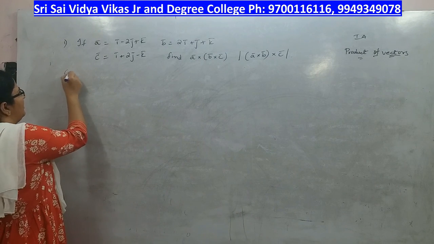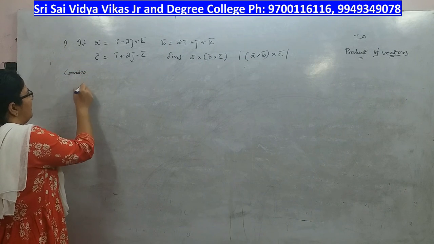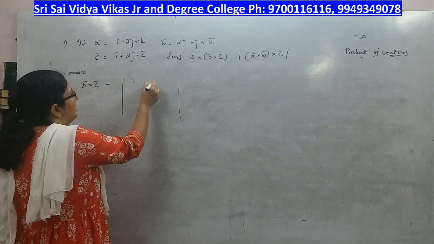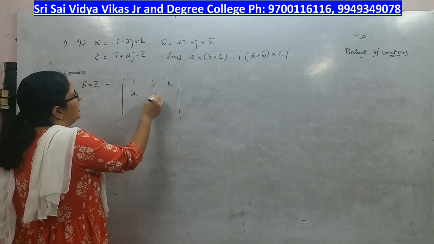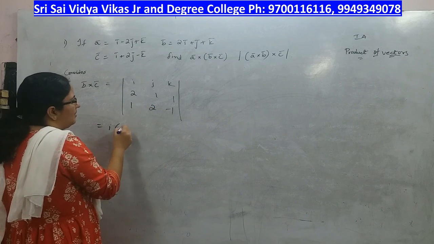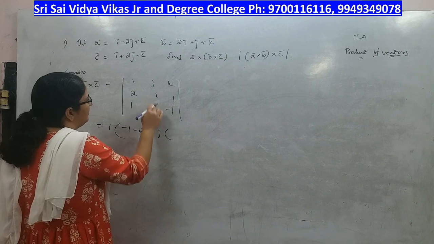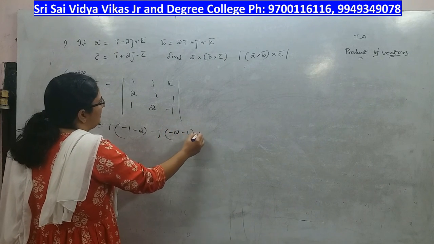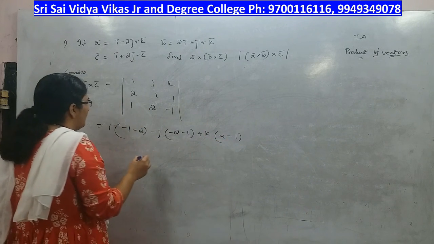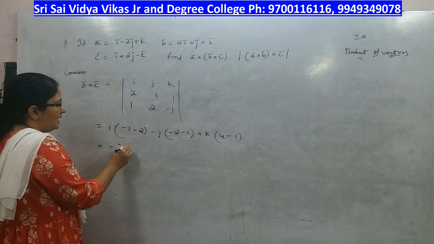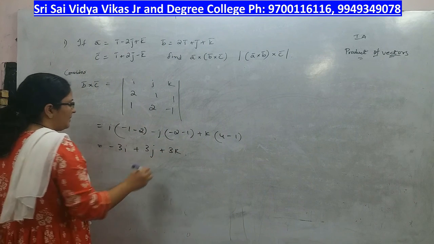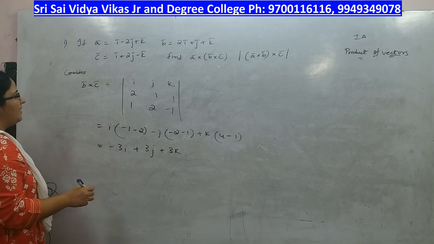First of all, we'll find b bar cross c bar. What is b bar cross c bar? i, j, k, 2, 1, 1, 1, 2, minus 1. So i into minus 1 minus 2, minus j into minus 2 minus 1, plus k into 4 minus 1. So this is minus 3i plus 3j plus 3k. This is what we have.